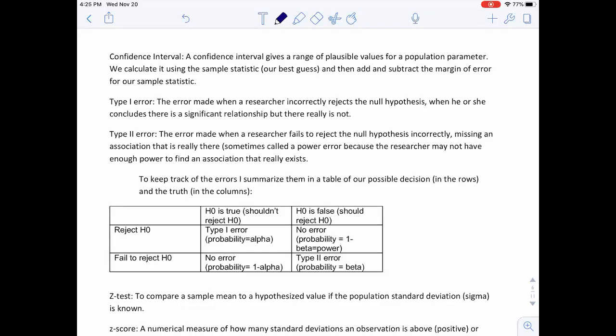And then, well, we don't really care about this one. If you fail to reject H0 when H0 shouldn't be rejected, that's fine. And it's not a scenario that we talk about that much.